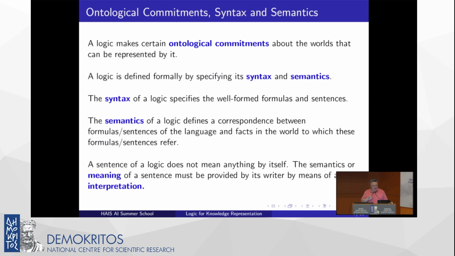Okay. So if you want to introduce a new logic, the first thing that you need to say is you have to explain the ontological commitments of the logic. Like, what kind of worlds can it represent, okay? And then, of course, you have to define the syntax and the semantics. The syntax basically tells you what you can express, how you can write it, what is well-formed and what is not well-formed. And then the semantics ascribe meaning to formulas or sentences, okay?